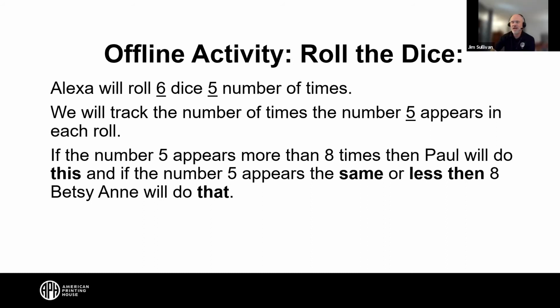And how many times have we rolled? We've rolled 3, so we have 2 more to go. And how many 5s do we have? We only have 4 5s so far. Yep. Alexa, roll 6 dice. I rolled 6 6-sided dice and got 5, 6, 3, 4, 6, and 1. Oh, this is not looking good.